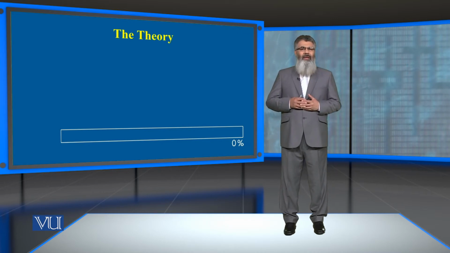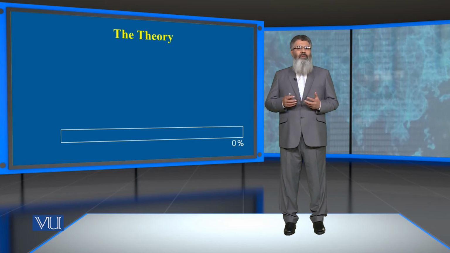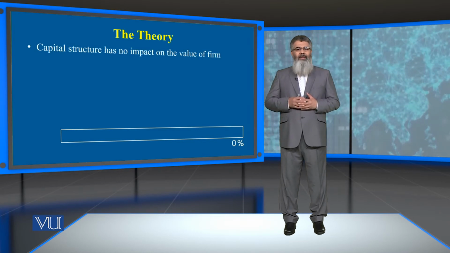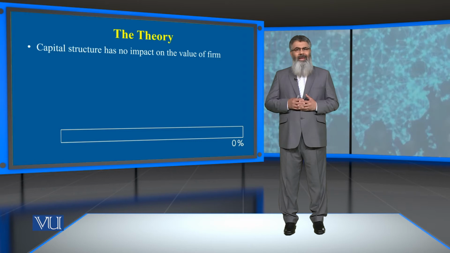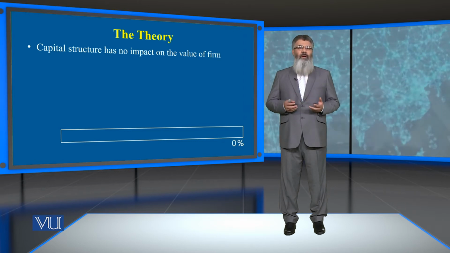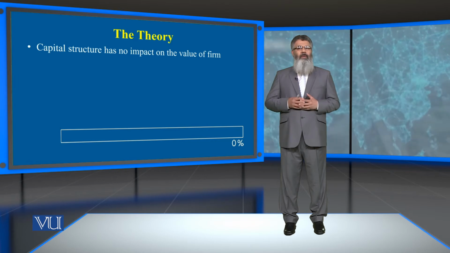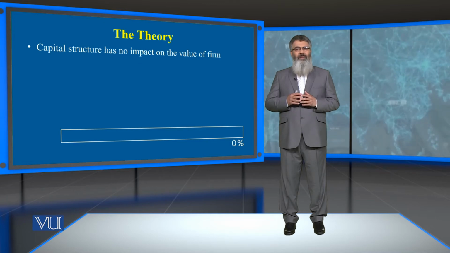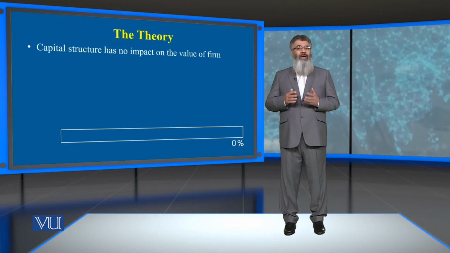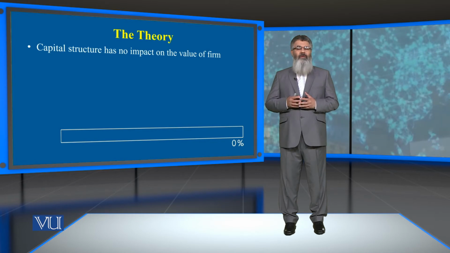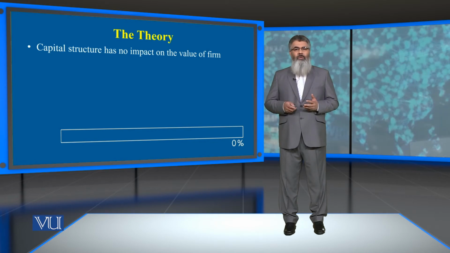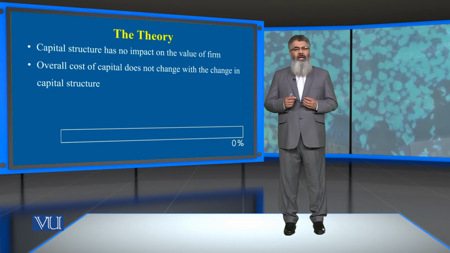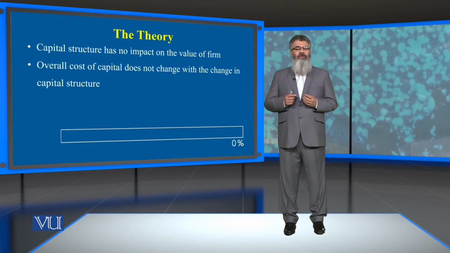Now, this theory is strictly the opposite of the traditional theory. For example, the traditional theory says that the capital structure has a direct impact on the value of a firm. So the net operating income approach states that no, capital structure is not affecting the value of the firm. Capital structure का value of firm के साथ कोई ताल्लुक नहीं है. So that means that overall cost of capital does not change with the change in the capital structure.